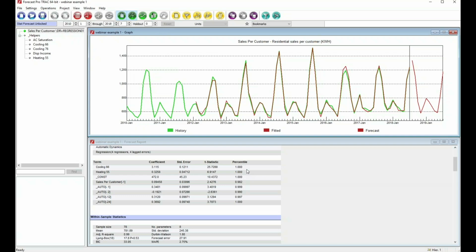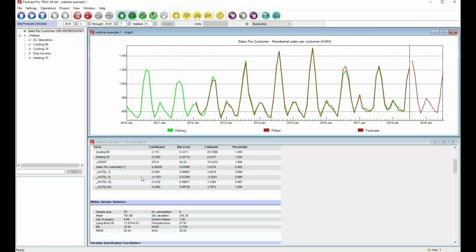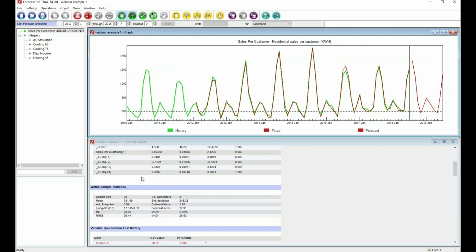If it's 0.999 or above for the percentile, it's saying it's highly significant. If you're used to significance levels as opposed to percentiles, the significance level would just be 1 minus the percentile. So a 0.01 significance level would be equivalent to a 0.99 percentile. Okay, so far so good. Our coefficients are both the correct sign. They're both highly significant.